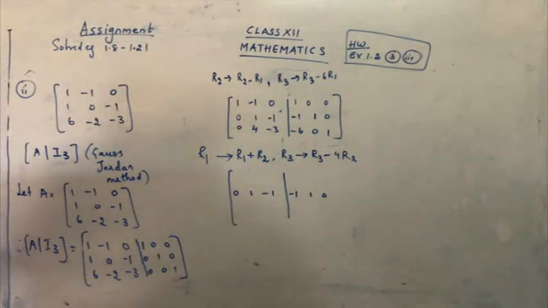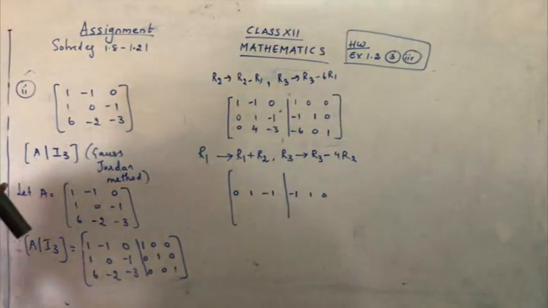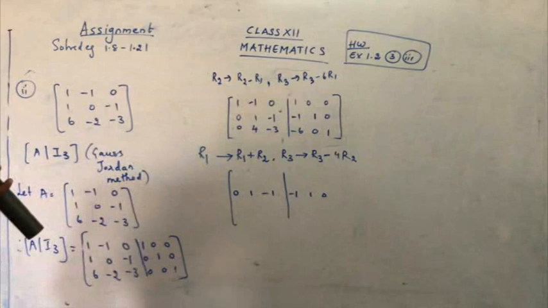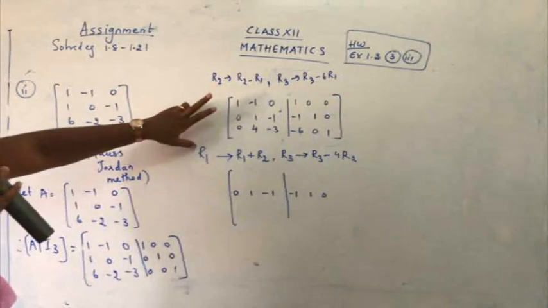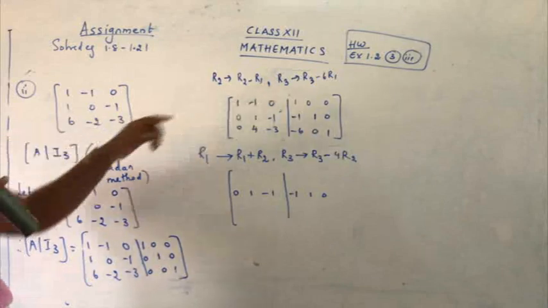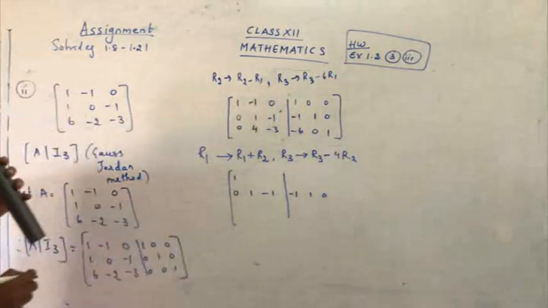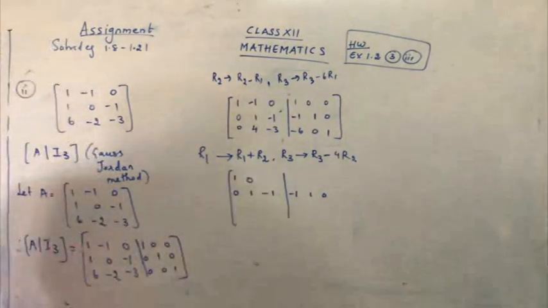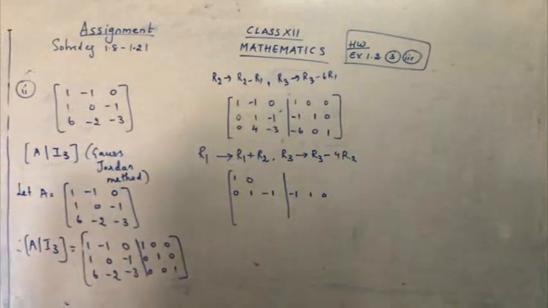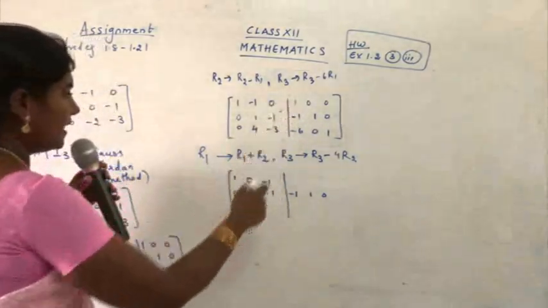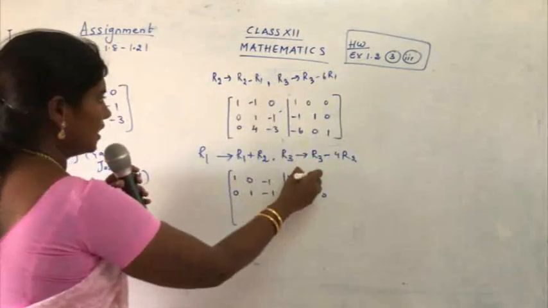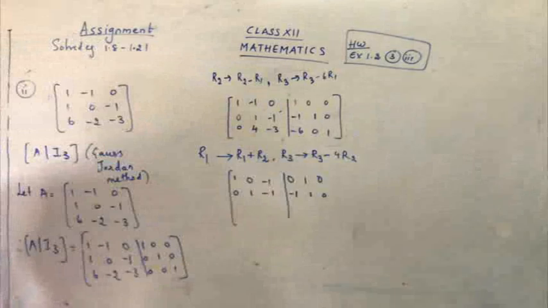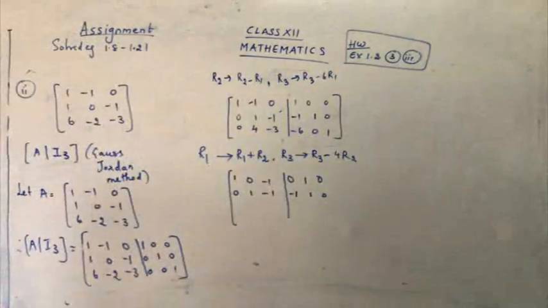Okay, have you started, children? Let's do the sum orally. Let's find out the answer. This is addition. R1 is changed as R1 plus R2. So we can add the values of the two rows and write the answer. What do you get when you add 1 and 0? 1. What do you get when you add minus 1 and 1? 0. What do you get when you add 0 and minus 1? It's minus 1. So the new row is 1, 0, minus 1, 0, 1, 0.